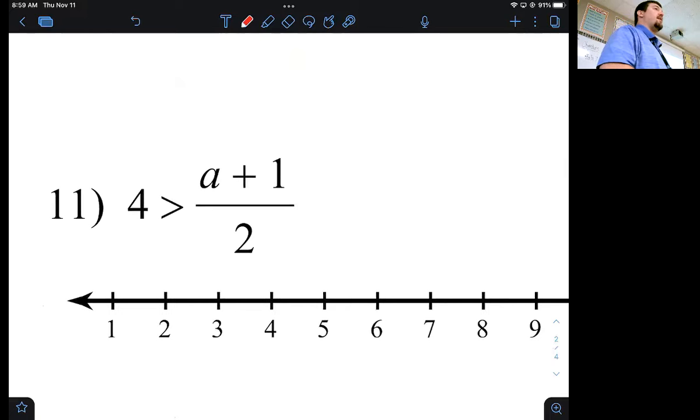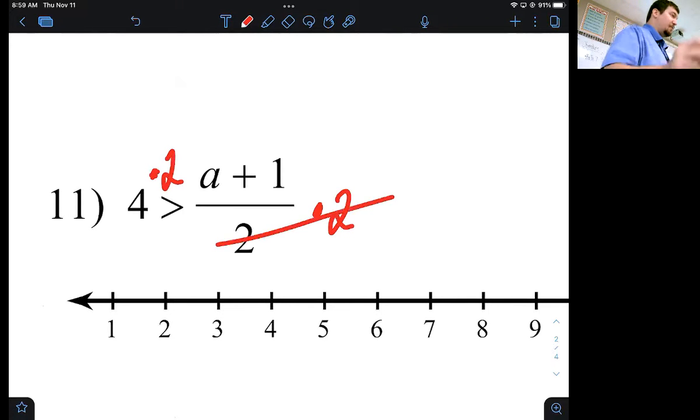To clear a big fat fraction, multiply both sides by the bottom number of that fraction. Which is what, Aiden? The bottom number of that fraction. 2 times by 2 times by 2. Do I have to flip the sign when multiplying by a positive 2? No, but if it were a negative 2, I would. So keep that in mind.